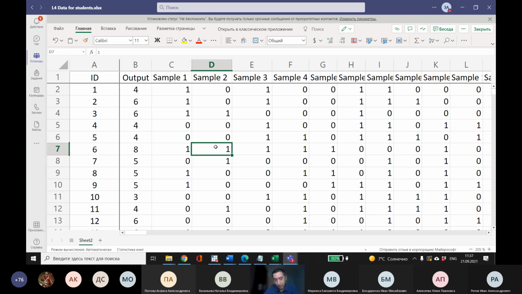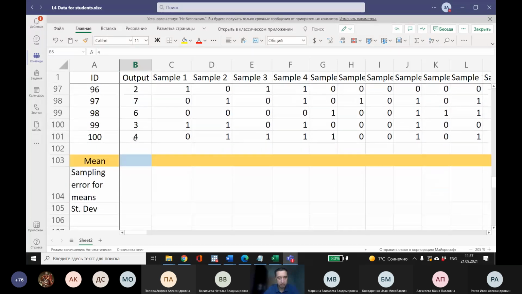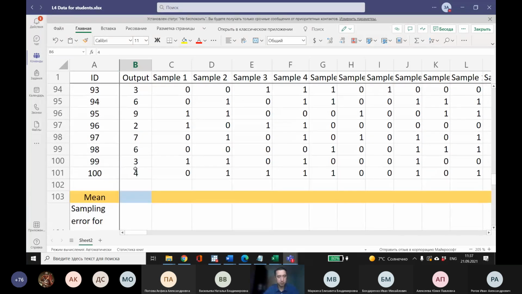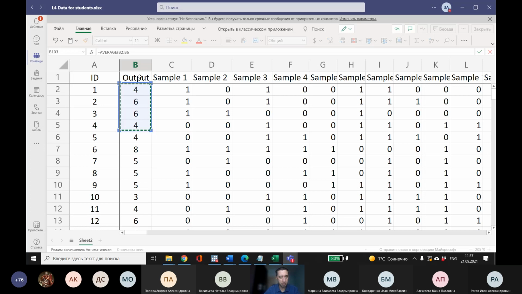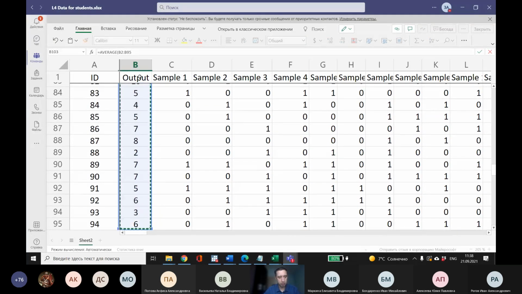Well, what do we have to do now? Now we have to calculate simple sampling error. How to calculate simple sampling error? I think it is fairly obvious for you. First, you have to calculate the population mean average. Use column B, use our population data to calculate the population average.